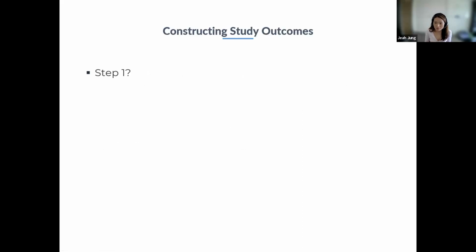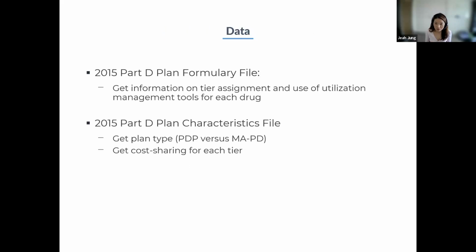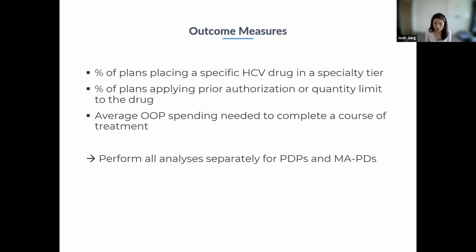So what is step one? Now you have this formulary file and plan characteristics file, and you want to answer this question. What's the first step? How would you go about it?